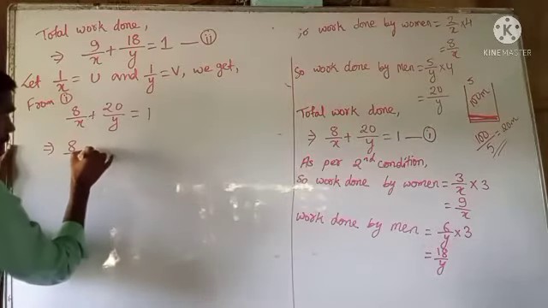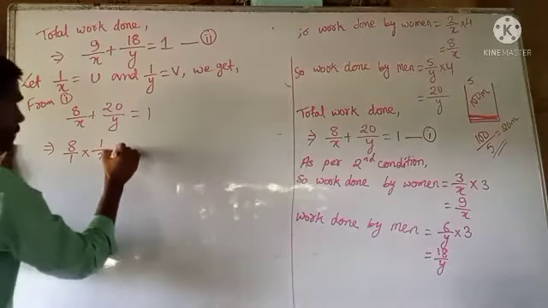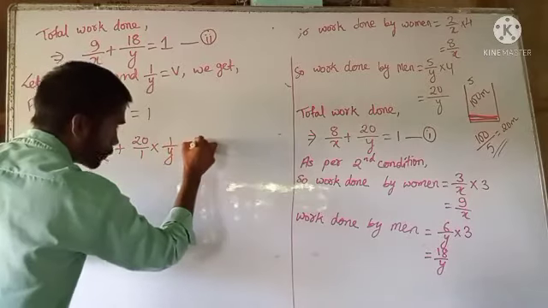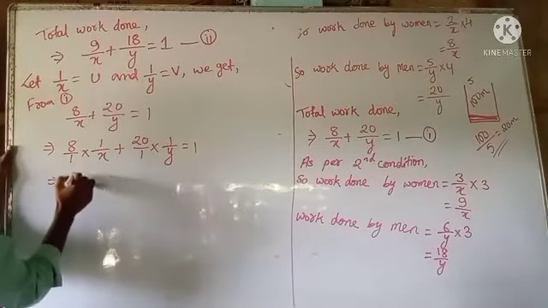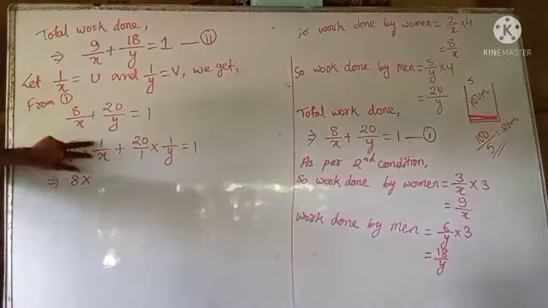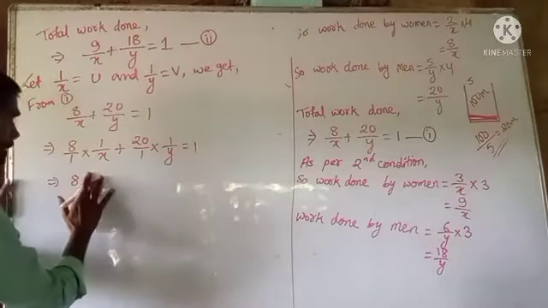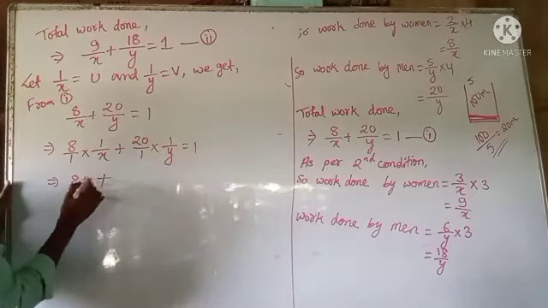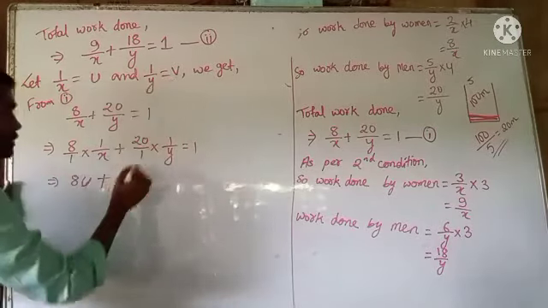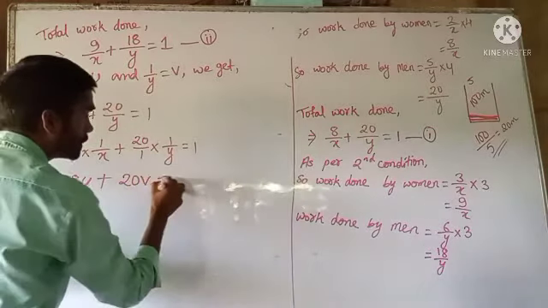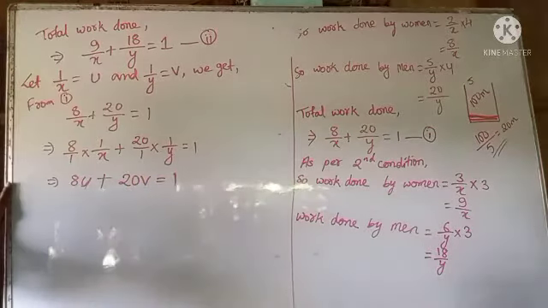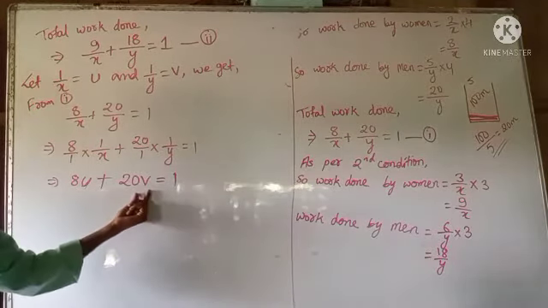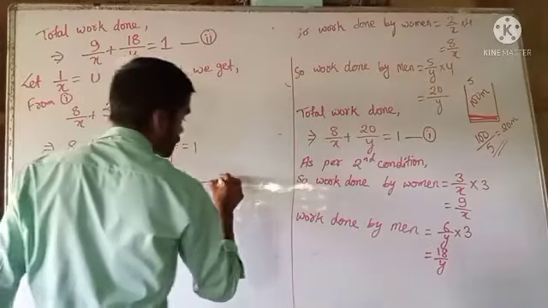So 8 by 1 into 1 by x plus 20 by 1 into 1 by y is equal to 1. Now 8 into, for 1 by x we have taken u. So we'll write here directly 8u plus, for 1 by y we took v, so 20 into v, we will get here 20v is equal to 1. Now for equation 1 we got the value that is 8u plus 20v is equal to 1. We will name it as equation 3.